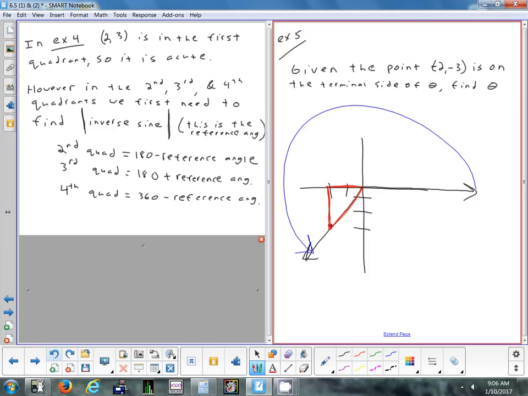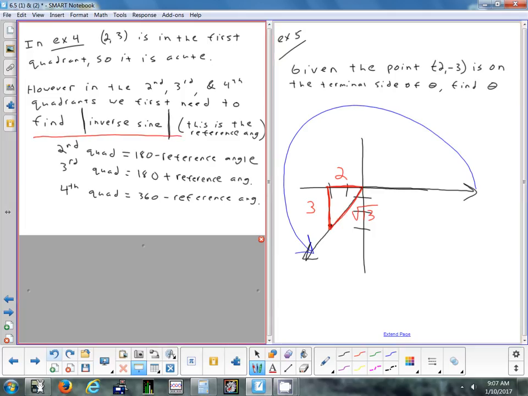The base is how many units long? 2. Think of it as like the absolute value. Okay, just pretend it's 2 units, even though it's left, and then how many units down? 3. So in this kind of triangle, we already know the hypotenuse. We've done it a couple times. Square root of 13. Now, find the inverse sine, and you don't need to worry about absolute value because you already made the sides positive. If you hadn't done that, then you would. Okay, but you already made the sides positive. Here's theta. We're going to find this angle right here. That's my reference angle. It's not the answer, but that's what I'm going to use to get the answer.